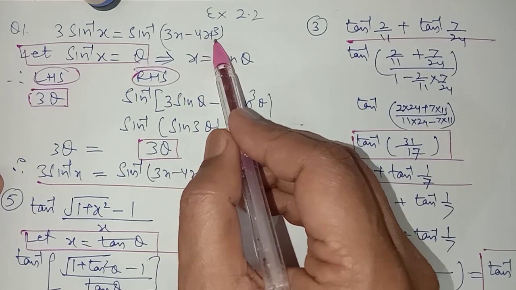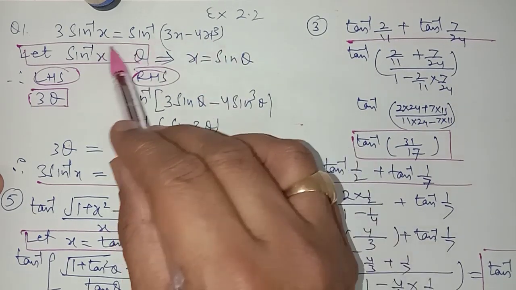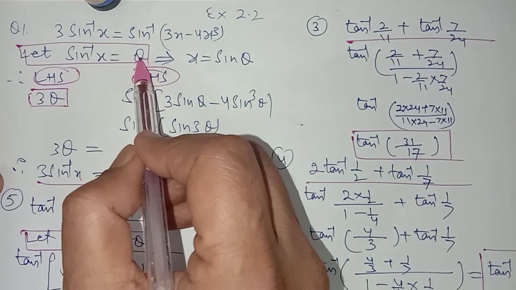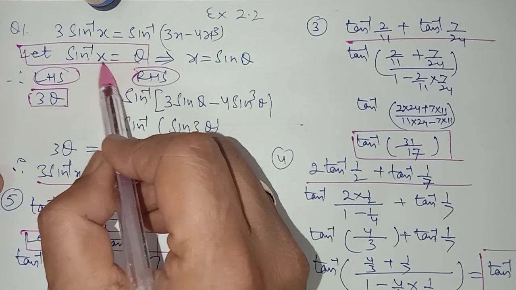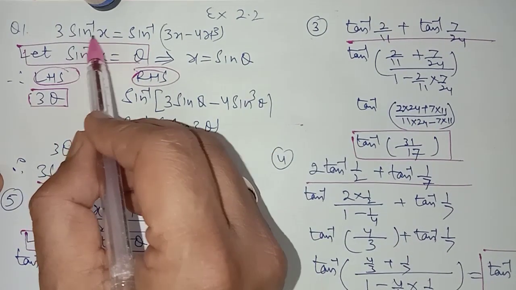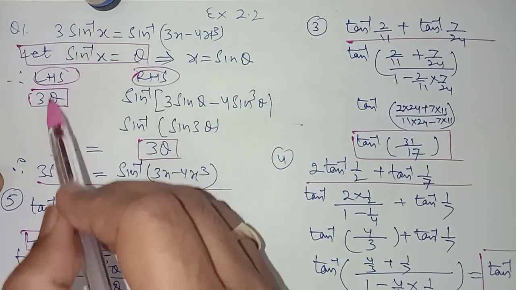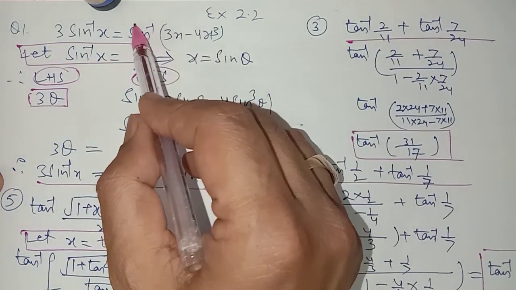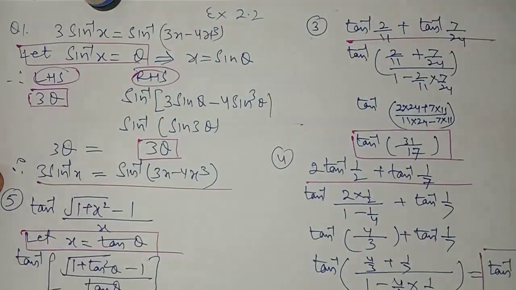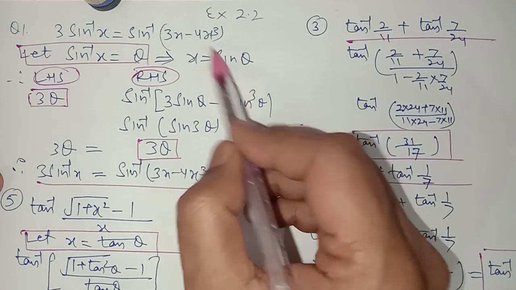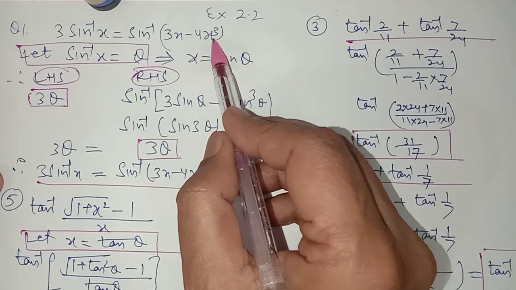3x minus 4x cube. So to prove them equal, let us say that sine inverse x is equal to theta. So the value of x will be equal to sine theta. Now, as we have let sine inverse x is equal to theta, the left hand side will become 3 theta. Now, to prove them equal, we should prove that the right hand side is also equal to 3 theta. So, on the right hand side, replace the value of x, which is equal to sine theta. So, 3 sine theta minus 4 sine cube theta.